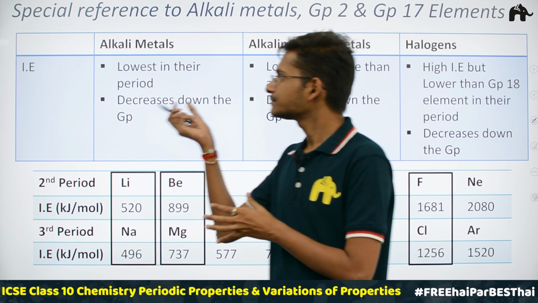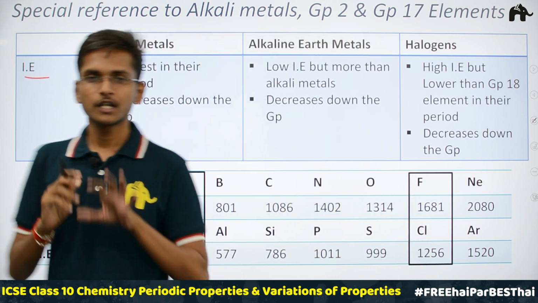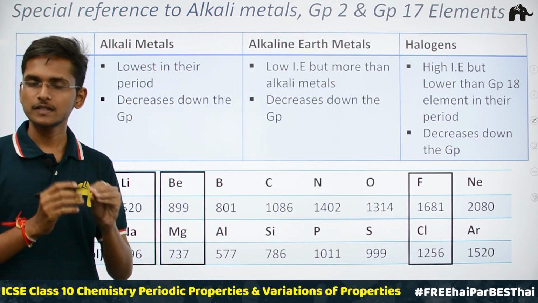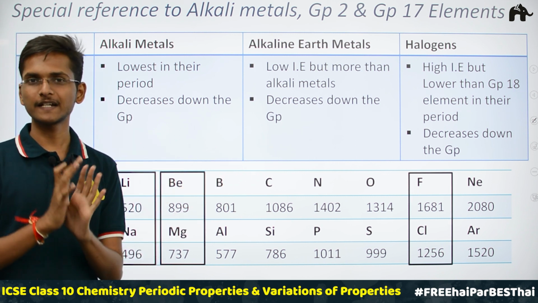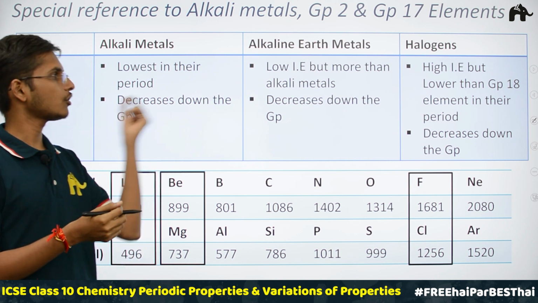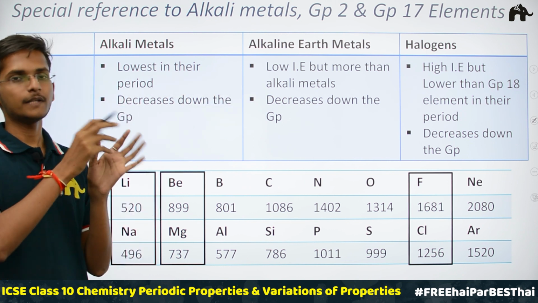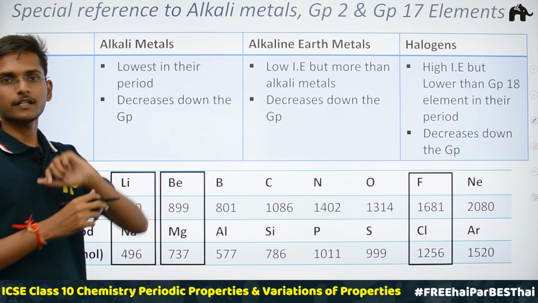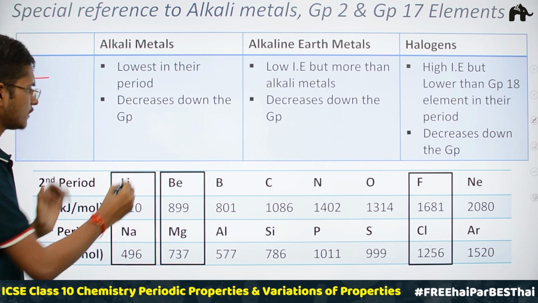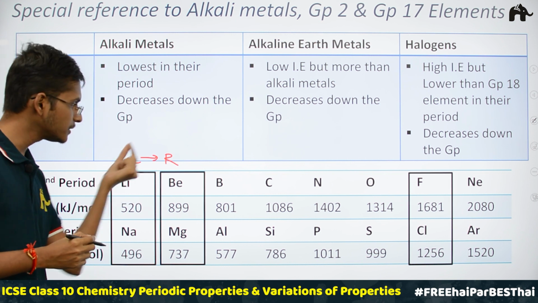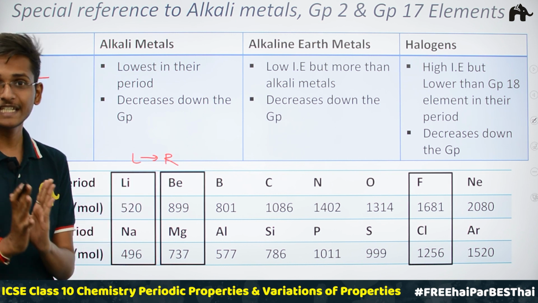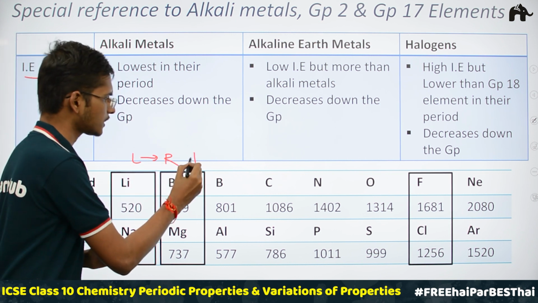Now, moving ahead, next is ionization energy. What you have to remember is just the trend of ionization energy when we move across the period. That's it. So your first point for all the group elements, for alkali metals, for alkaline earth metals and halogens would be very clear. What happens to the ionization energy when we move across the period from left to right? Ionization energy increases. We have already studied, right?